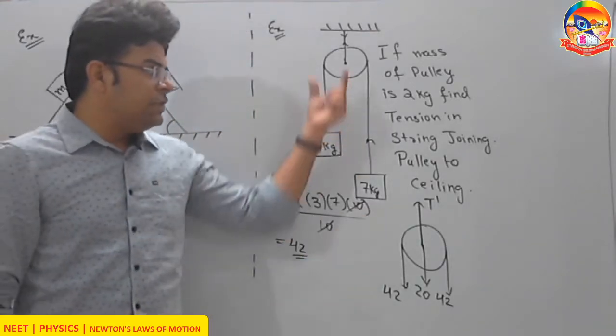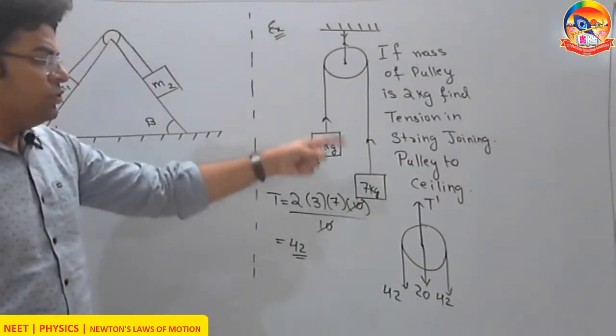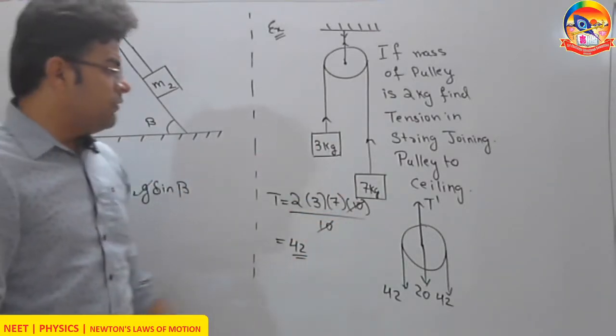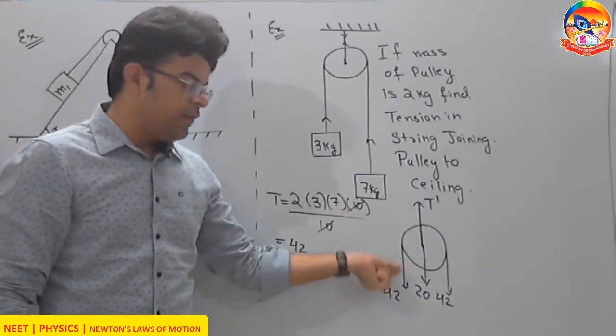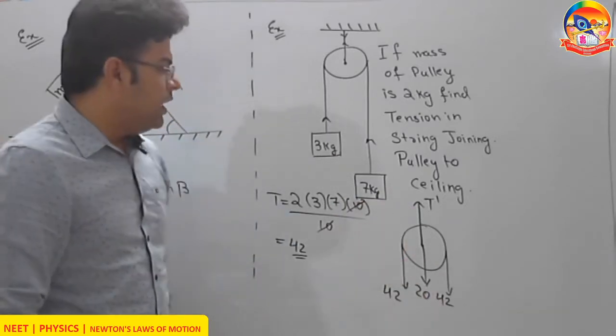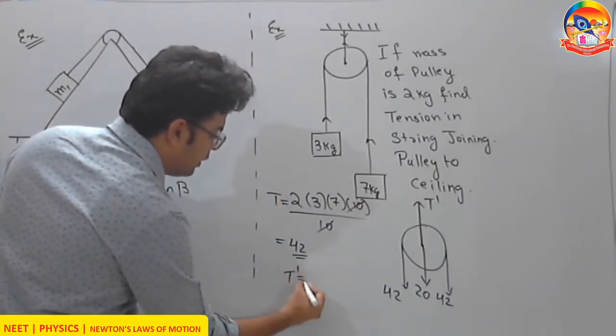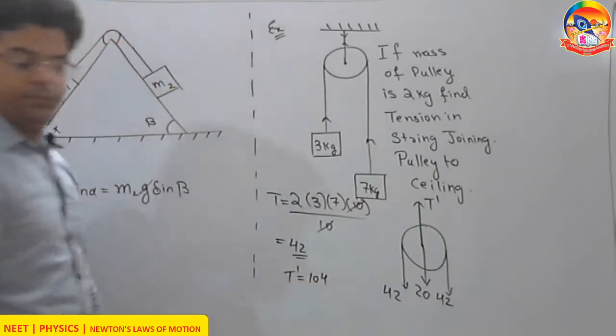If this pulley has to be in equilibrium, not to accelerate, the upward force should be equal to the downward force. So you will say that T dash equals 42 plus 42, 84 plus 20, that is 104. So T dash should be equal to 104.